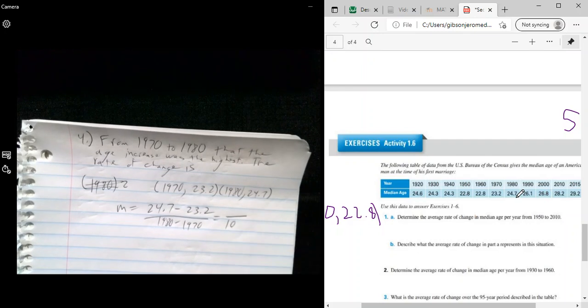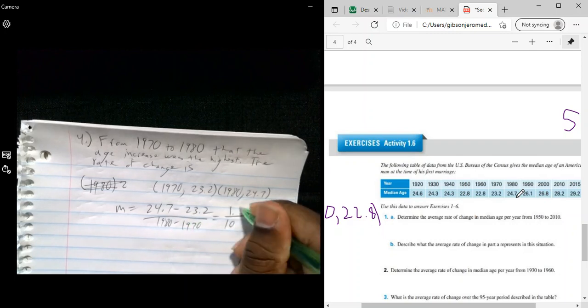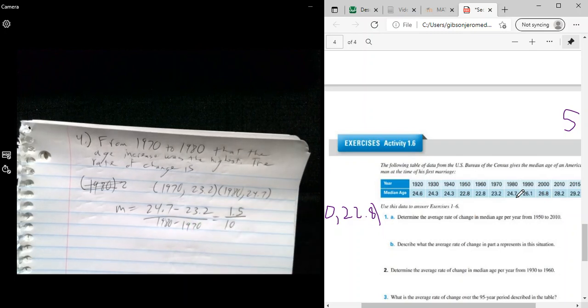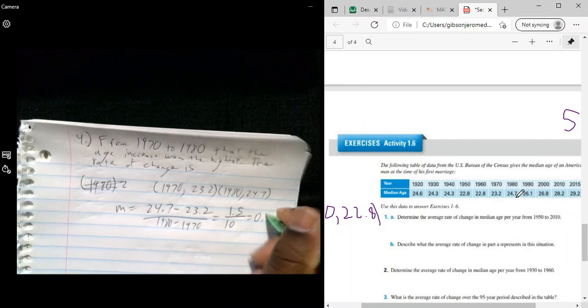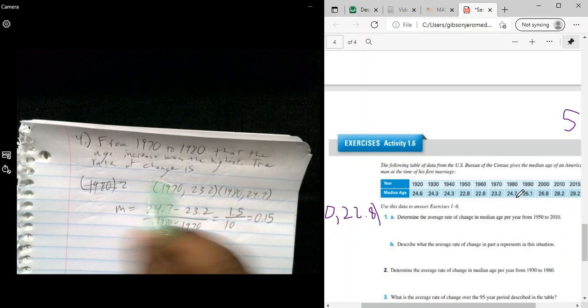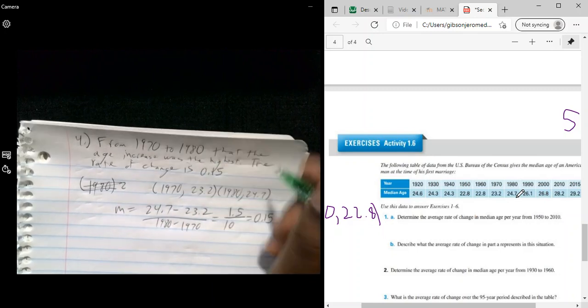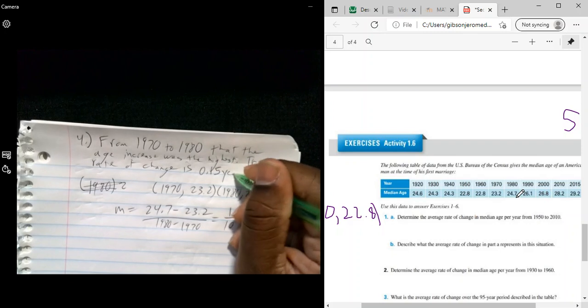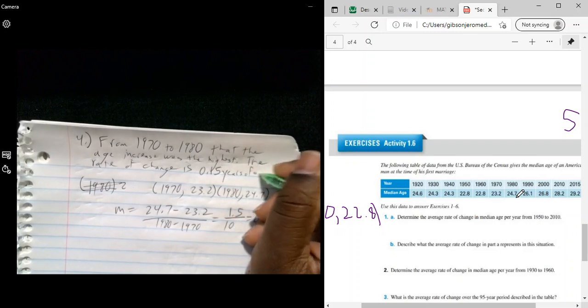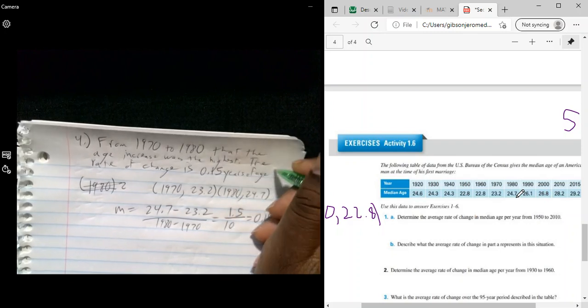So 10 would be our denominator. And we subtract here. Like I said, it was 1.5. We take 1.5 divided by 10. That would give us 0.15. So the rate of change is 0.15 years of age per year.